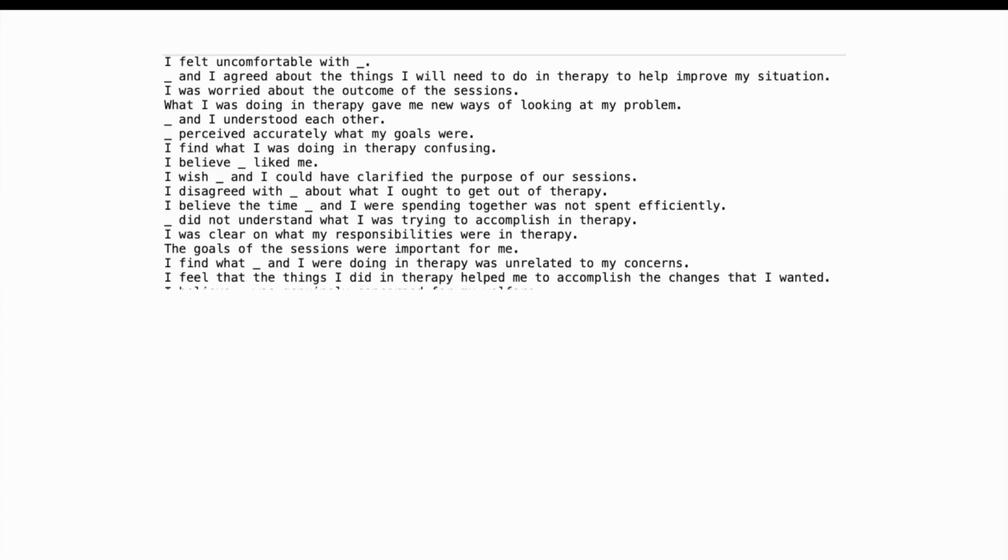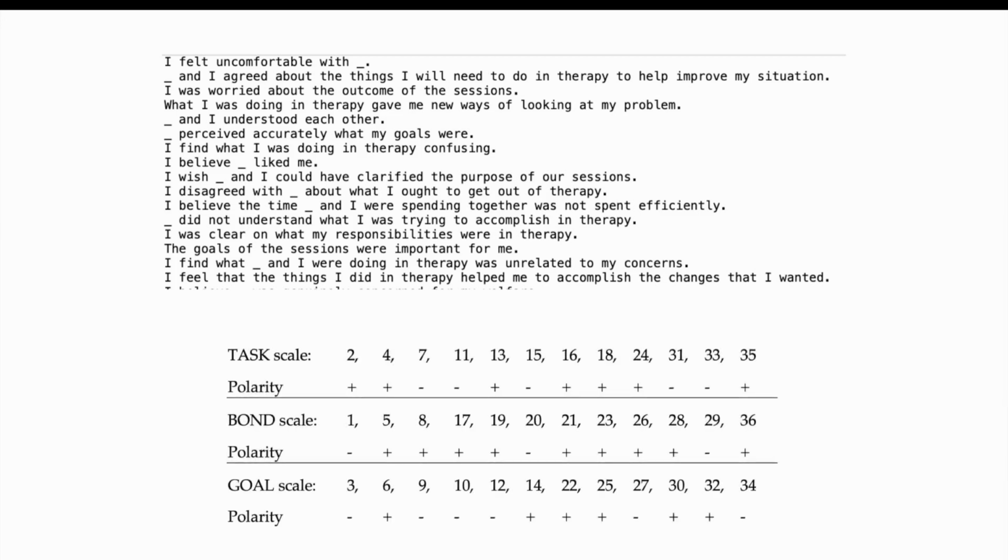Shown here are some examples of the inventory items. In this case, we are using the working alliance inventory. You can see those are statements. And then, according to different statements, there is also a key table which gives us their polarity. So for instance, in the task scale, question 2 is a plus, meaning that it is positively correlated with the task. If it is minus, it means it is anti-correlated. We can use this as a weighting matrix when we are computing our score in the 3 different scales.